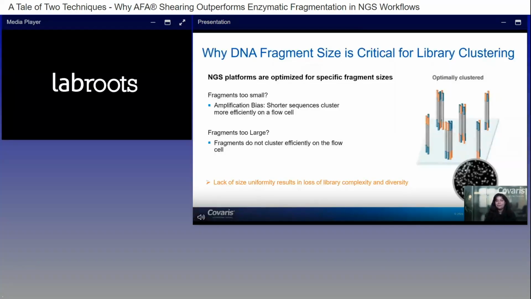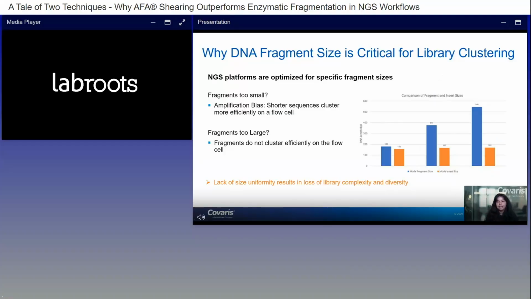Let's start by looking at fragment uniformity. Now, NGS platforms are optimized for specific fragment sizes, and achieving a uniform size range is really crucial. It helps ensure that your library will cluster evenly and efficiently on the flow cell. Non-uniform shearing can be quite problematic because the presence of fragments that are too small within your library will cause an amplification bias. These shorter sequences will cluster more efficiently on the flow cell.